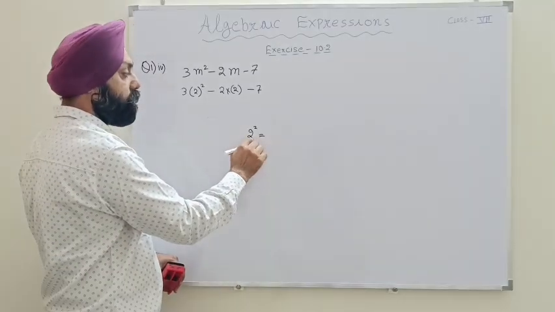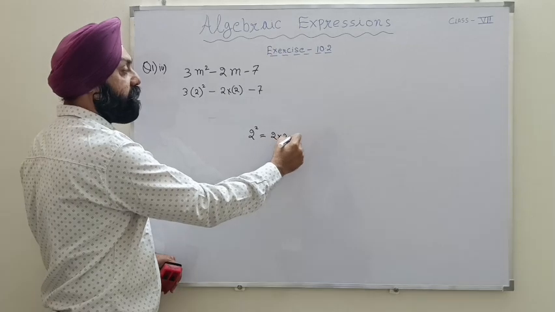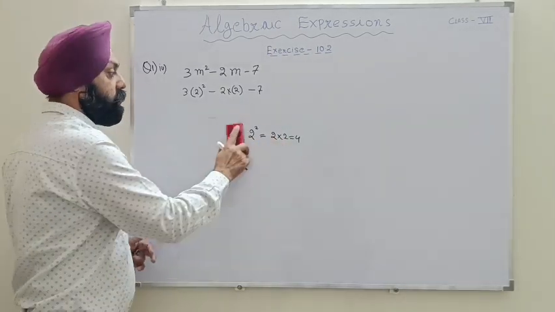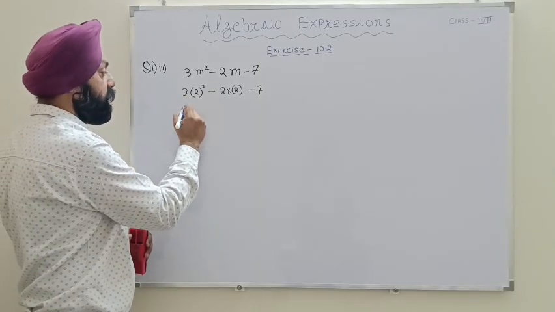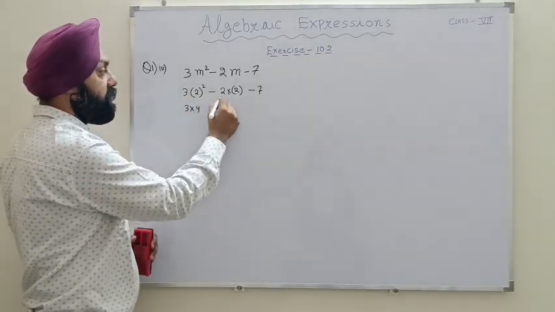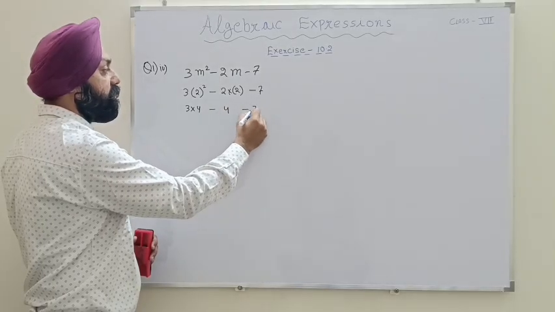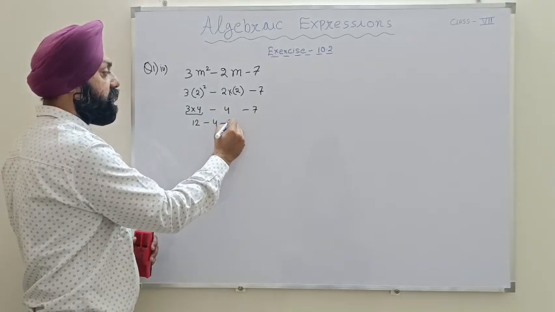Suppose we are having 2 times. So what we will do, 2 into 2, and this will give 4. So what we can do, we can put the value of this expression 2 square. So it will be 3 into 4 minus 4 minus 7. 4 3s are, we have 12. 12 minus 4 minus 7.